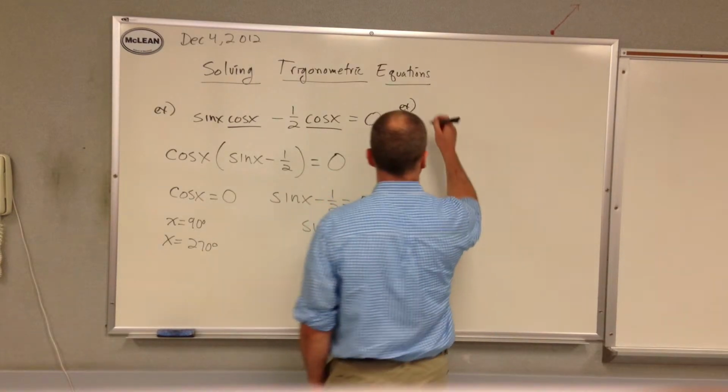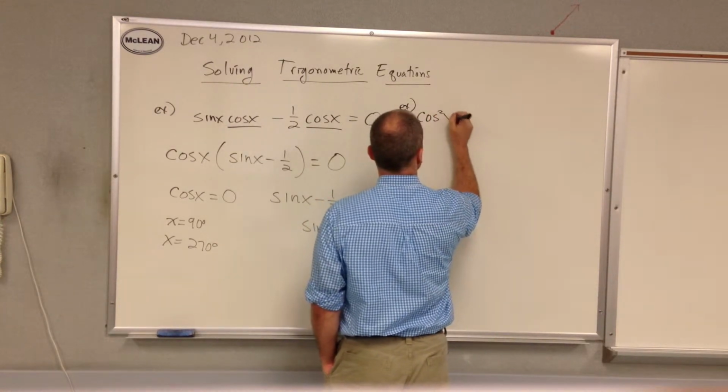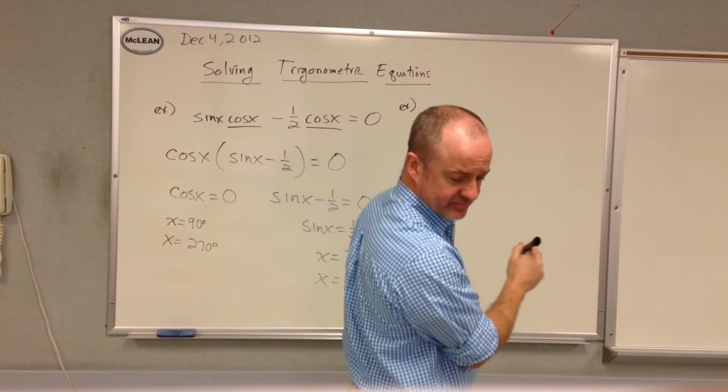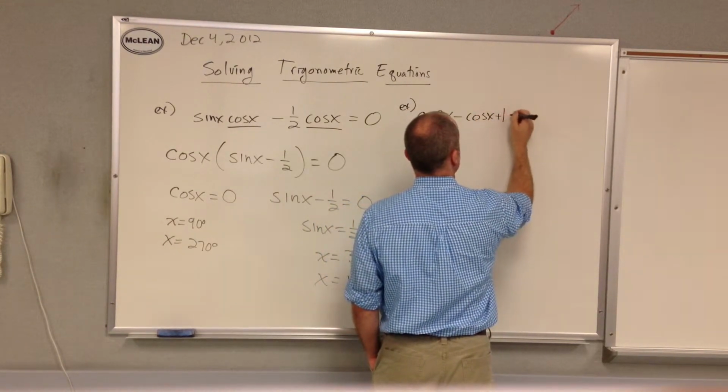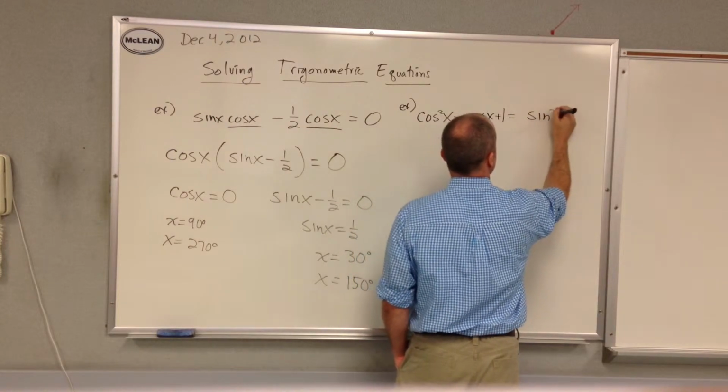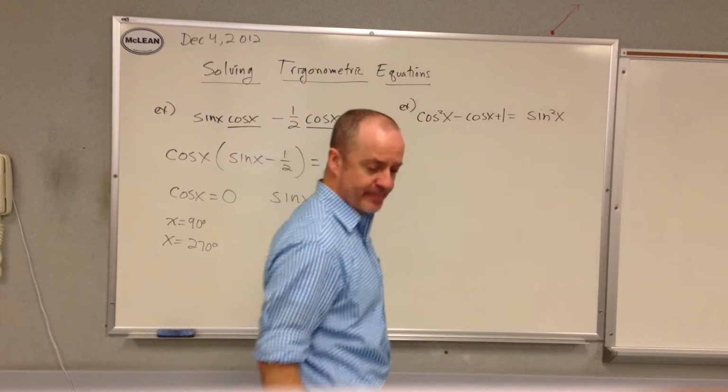Okay, there's another one real quick. Cosine squared x minus cosine x plus 1 equals sine squared x.